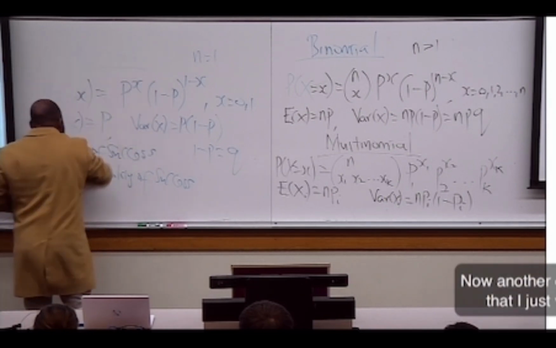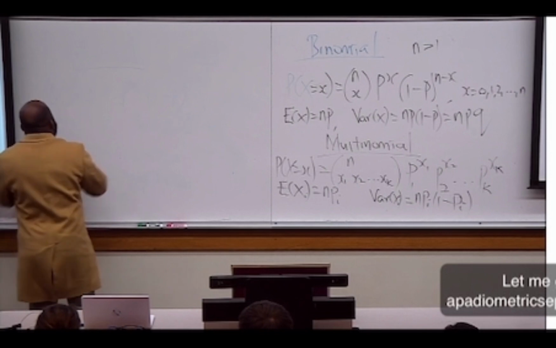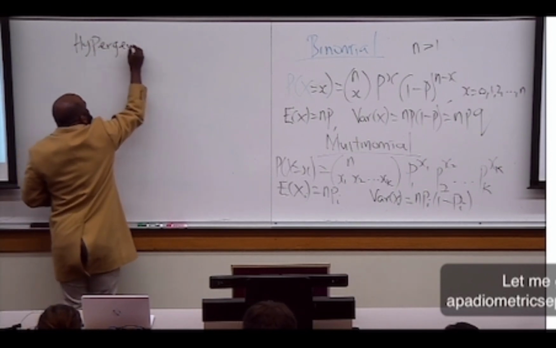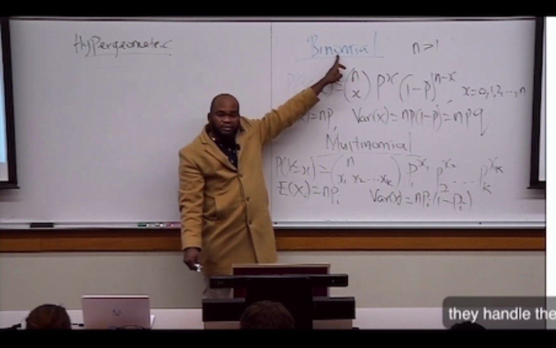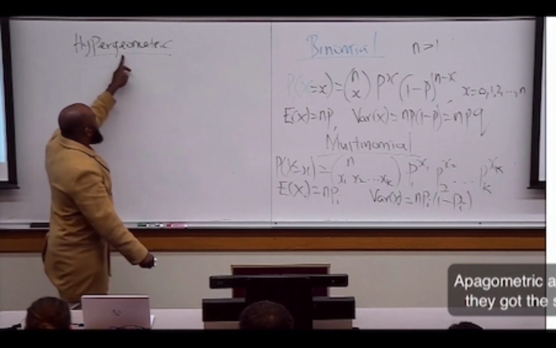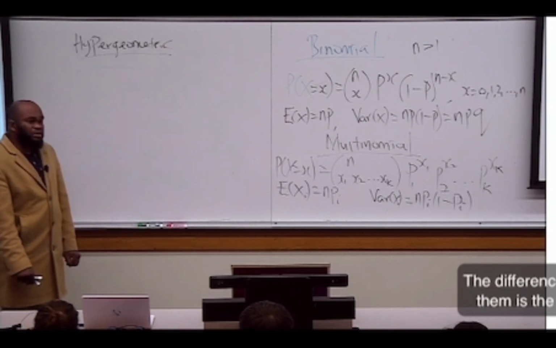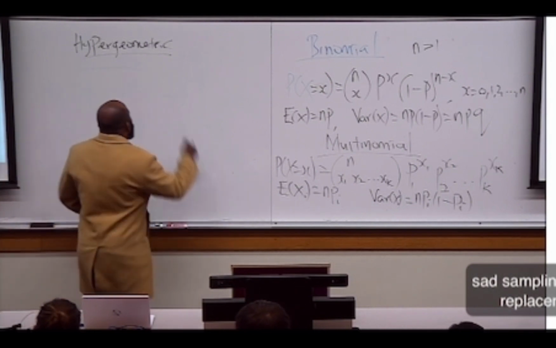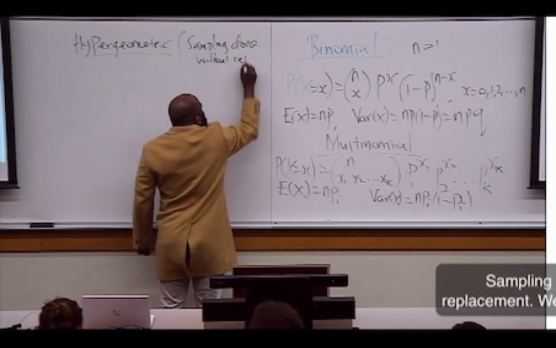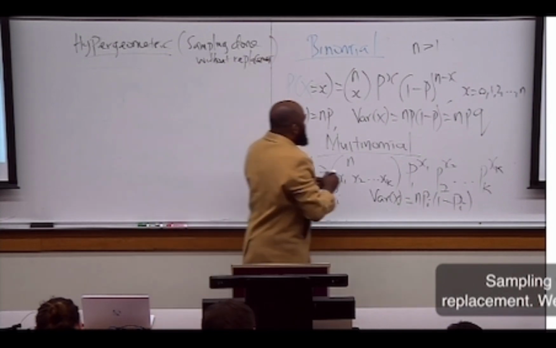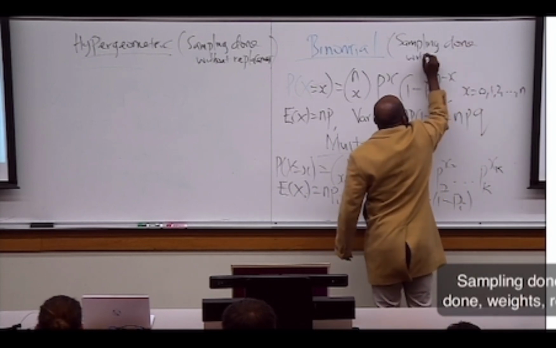Now, another distribution that I just want to review is the Poisson distribution. Oh, sorry, let me go to hypergeometric first. Now, how does it relate? Hypergeometric and binomial handle the same thing; they have the same role. What is the difference between them? The difference is the mode of sampling. Here, sampling is done without replacement. But while here, sampling is done with replacement.